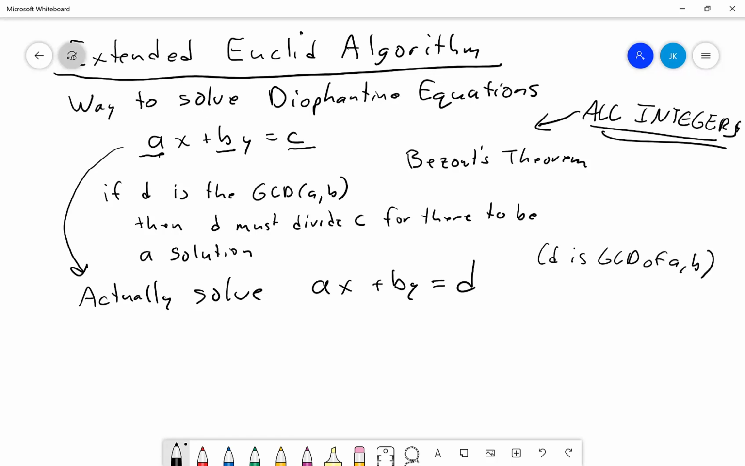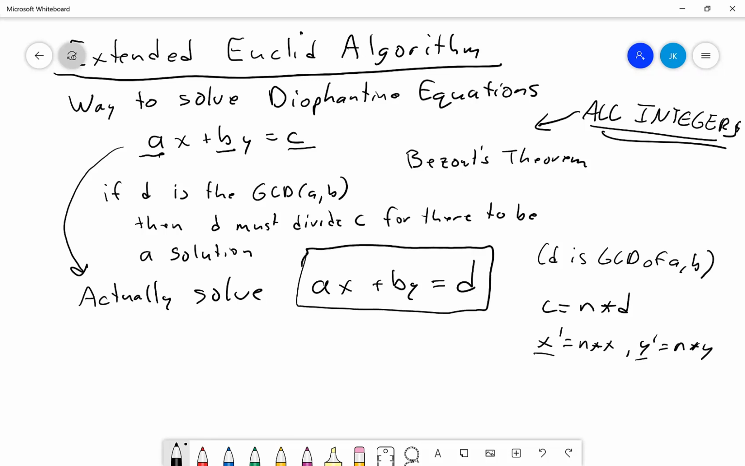Okay, so that's what we're going to solve. And then since C is just some multiple of that, C is going to be some number n times D. Notice that if we have a solution x, y, we can say x prime is n times x, and y prime is n times y, and x prime, y prime is a solution to our original equation, ax plus by equals c. So we can just multiply both sides by n, and we get back to the original equation, and we found integer solutions there. So we're not really constraining ourselves by making this the thing that we're going to solve.